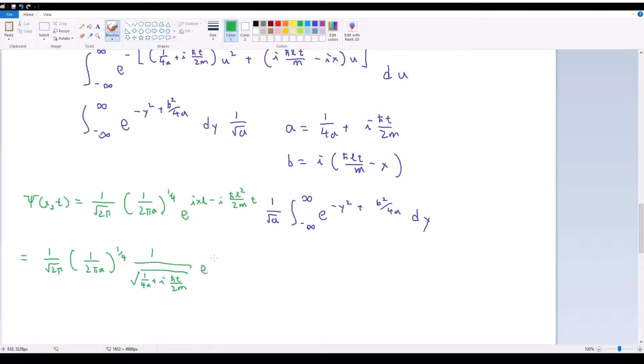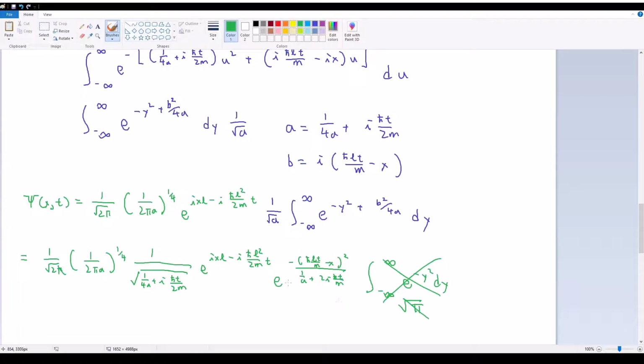multiplied by e to the i x l minus i h bar l squared over 2m times t, times e to the b squared over 4a, which is going to be negative h bar l t over m minus x squared over 4a, which is going to be 1 over a plus 2i h bar t over m. And then integrated from negative infinity to infinity, e to the negative y squared dy. So this is just root pi. So the root pi at the top cancels out with the root pi at the bottom here.